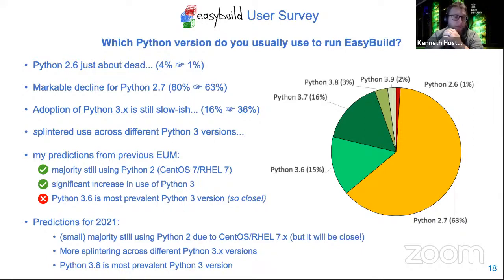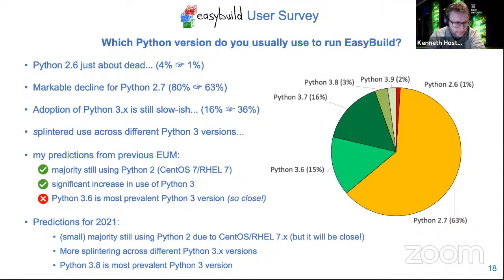And as expected, there is splintering across the different Python 3 versions. So Python 3.6 and 3.7 are most prevalent, but the more recent Python 3.8 and Python 3.9 are already being used and are probably going to be increasing over time as well. So we're coming from a couple of years where basically everybody was using Python 2.7, and we're going towards a new era where there's a lot more splintering in terms of Python versions. That's a bit concerning in terms of EasyBuild development, but as long as we do a proper job in CI and making sure we're running the test suites on all of these different Python versions, we should be okay.